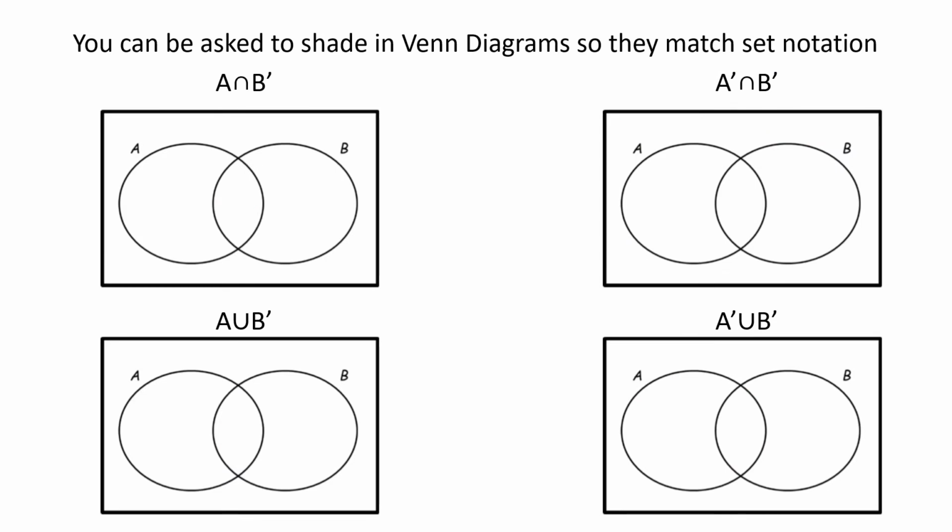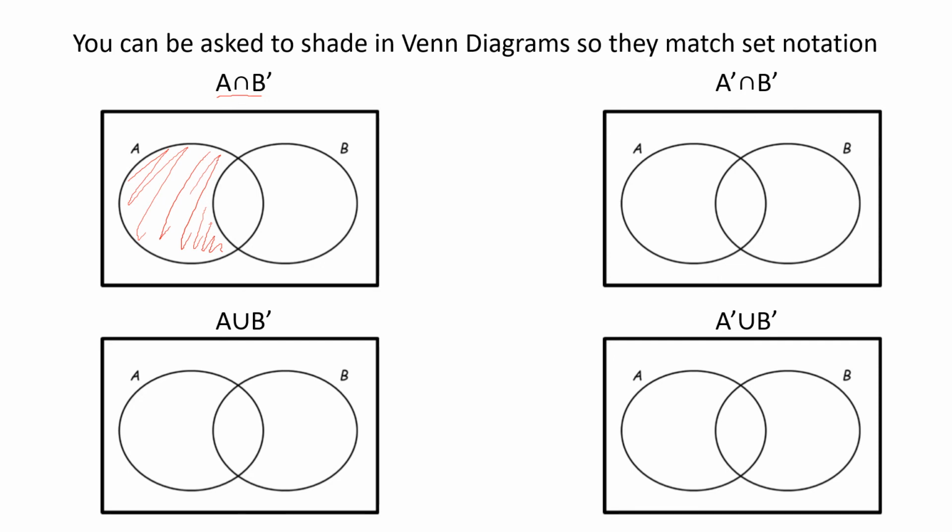Let's look at some more complicated ones though. So this is a series of intersects and unions. We've got A intersect B complement. So that means we want all of the elements that are both in A and are not in B. So that would only be this part of the A circle, because we can't be in the B circle.